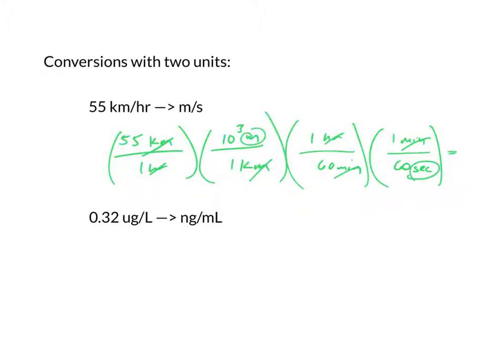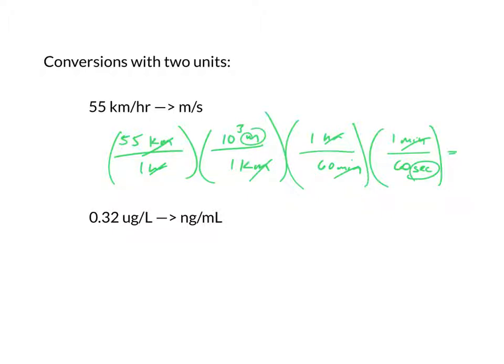So that's going to be 55 times 10 to the third divided by 60, divided by 60. Multiply everything on the top, divide by everything on the bottom, and that gets you an answer. And that answer is, I don't know, I have to put it in my calculator. That divided by 60 divided by 60. I screwed up. Anyway, that gets you an answer.